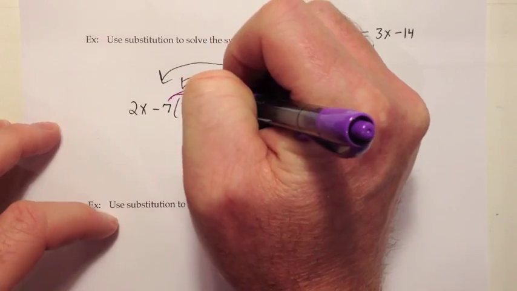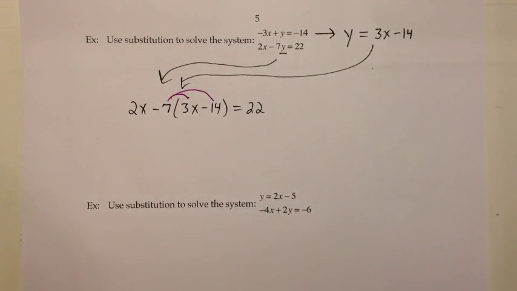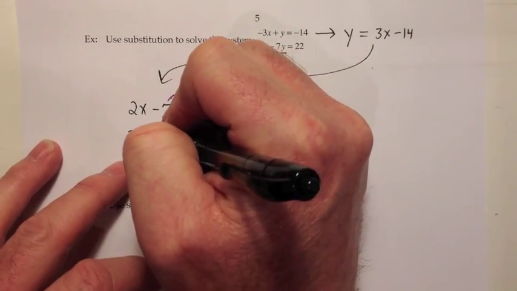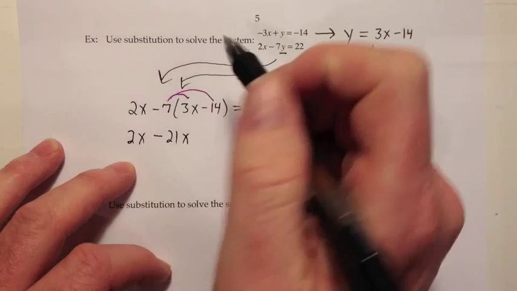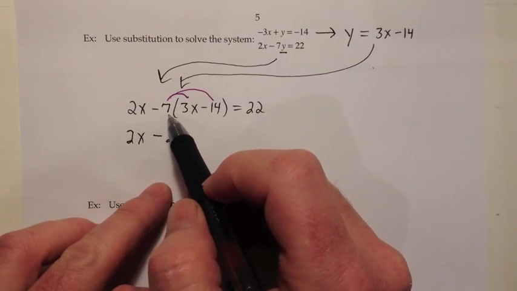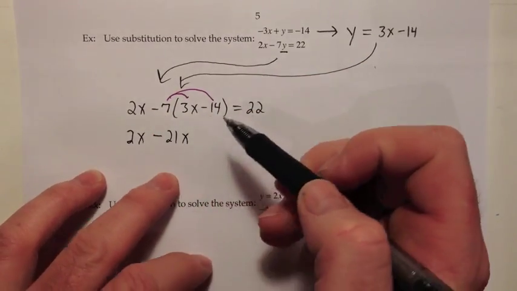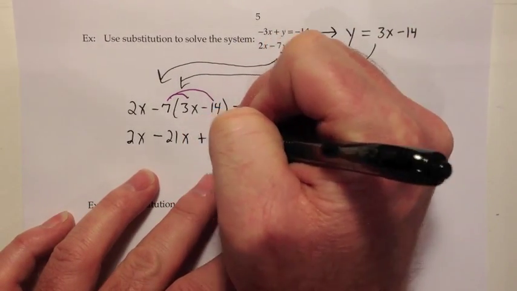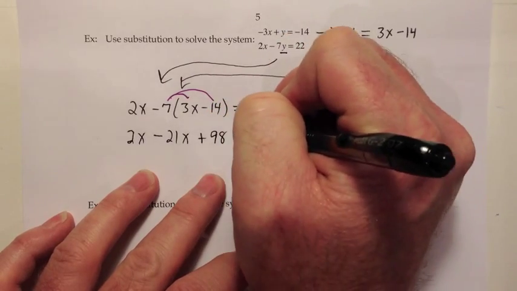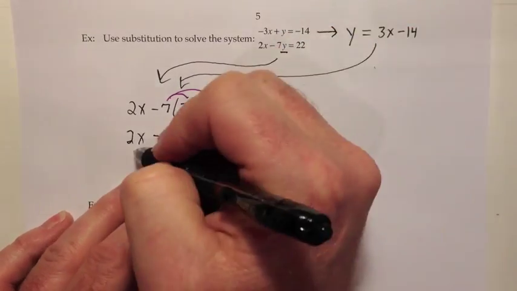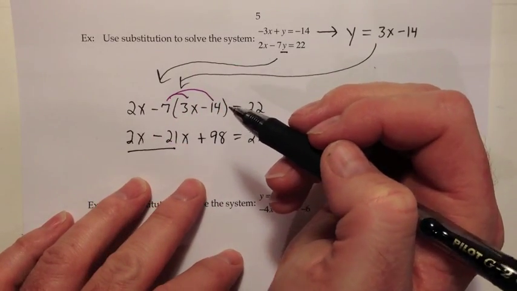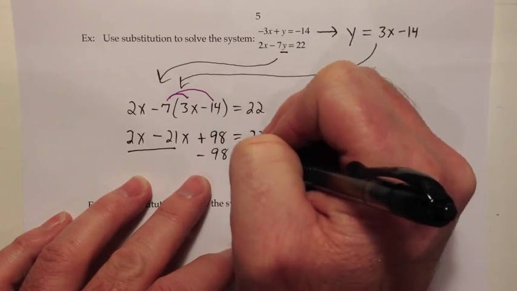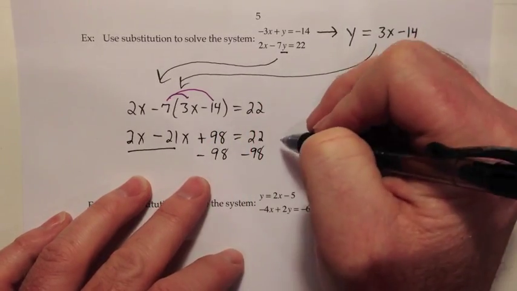That would start off with removing these parentheses using the distributive property. So 2x minus 7 times 3x would be minus 21x. And remember, we're distributing the negative 7, not just a 7, so negative 7 times negative 14 would be positive, and 7 times 14, I believe, is 98. And then we have that equal to 22. These two terms are on the same side, so I'll just combine them. This constant term I'd want to move to the other side, so I'll subtract 98 from both sides. And let's see where that takes us.